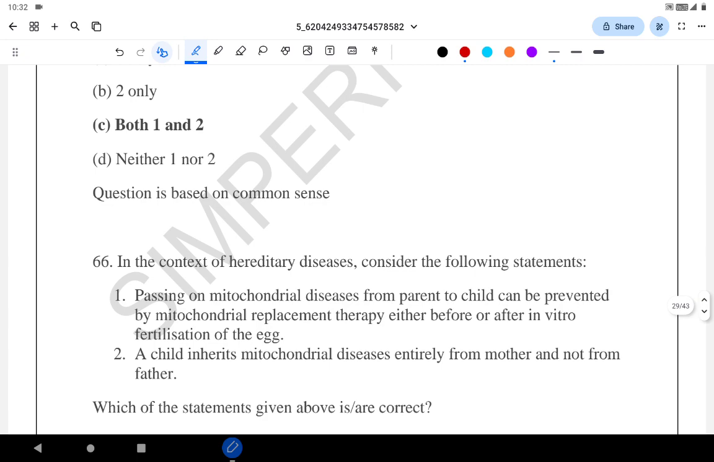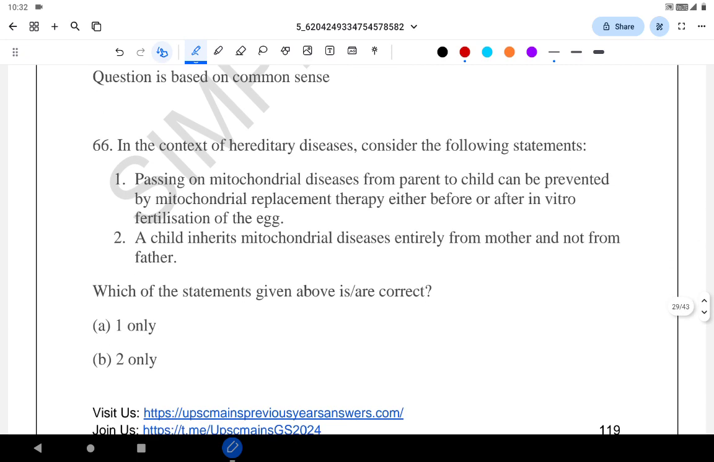In the context of hereditary diseases, consider the following statement. The passing of mitochondrial disease from the parent to the child can be prevented by mitochondrial replacement therapy either before or after in vitro fertilization of the eggs.